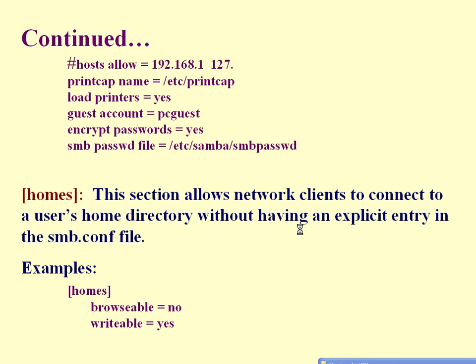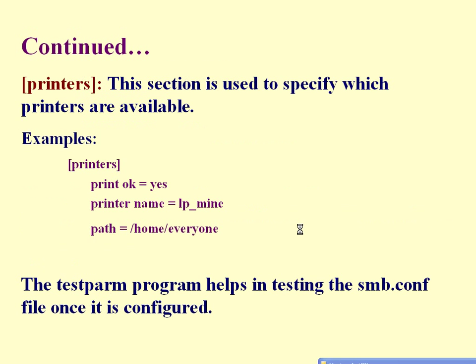Homes: this section allows network clients to connect to a user's home directory without having an explicit entry in the smb.conf file. For example, the following settings are required. Browsable should be equal to no, writable should be equal to yes. Printers: this section is used to specify which printers are available. For example, printer OK should be equal to yes, printer name equal to lp mine and path equal to /home/everyone. The test parameter program helps in testing the smb.conf file once it is configured.